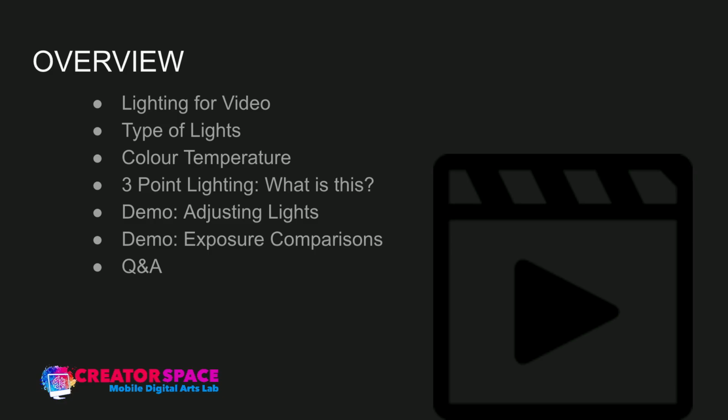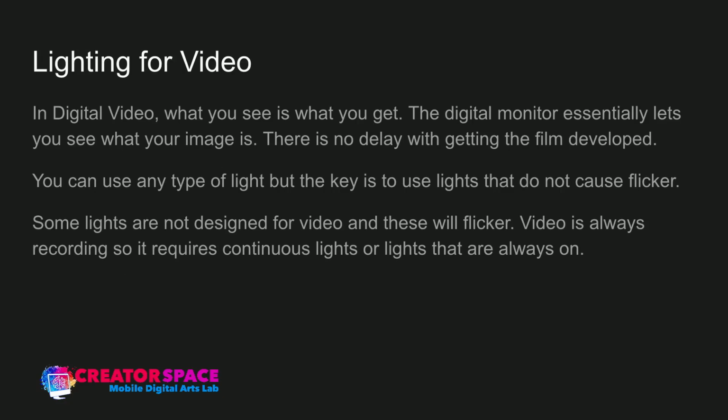Okay, so lighting for video. In digital video, we've said this before, but what you see is what you get. That digital monitor on the back of the camera is essentially letting you see what your image is, how the lighting is going to be. And there's no delay between exposure and film processing, like there was in the past.